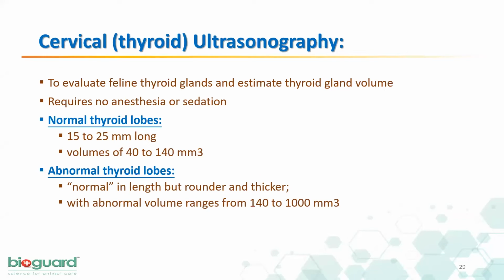Similar to this technique is ultrasonography, where you can check the volume of the thyroid gland. Here, the imaging needs expertise, where we know that normal thyroid lobes usually have a volume of 40 to 140 cubic millimeters. However, in case of abnormal thyroid lobes, this volume will increase from 140 to 1000 cubic millimeters. So this technique can also be used to identify growth in the thyroid gland, which will of course lead to hyperthyroidism.